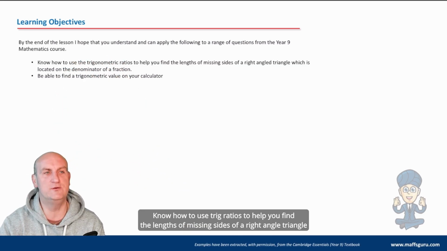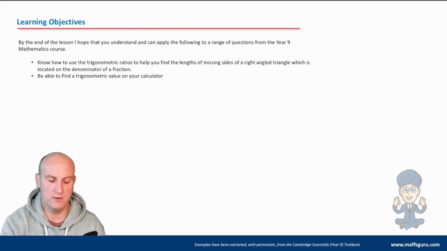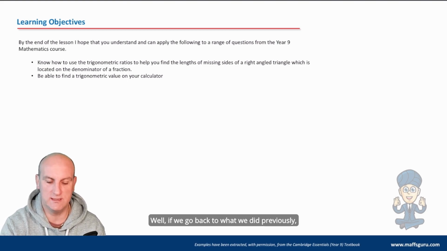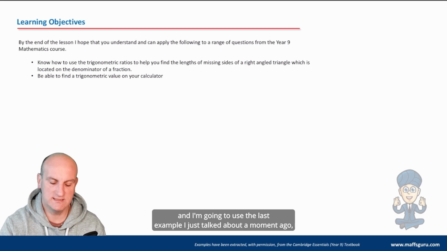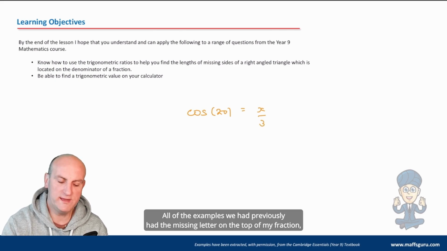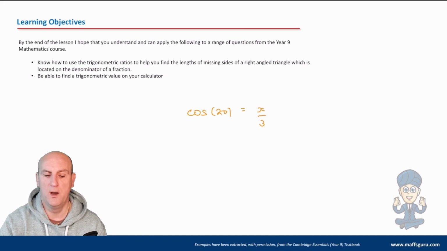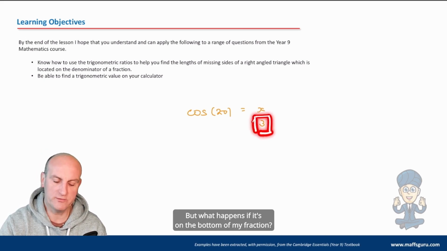What are we going to do? Know how to use trig ratios to help you find the lengths of missing sides of a right-angled triangle where the denominator of a fraction is. Well, if we go back to what we did previously, and I'm going to use the last example I just talked about a moment ago. The cosine of 20 is equal to x on 3. All of the examples we had previously had the missing letter on the top of my fraction. All of them on the top of my fraction. But what happens if it's on the bottom of my fraction?